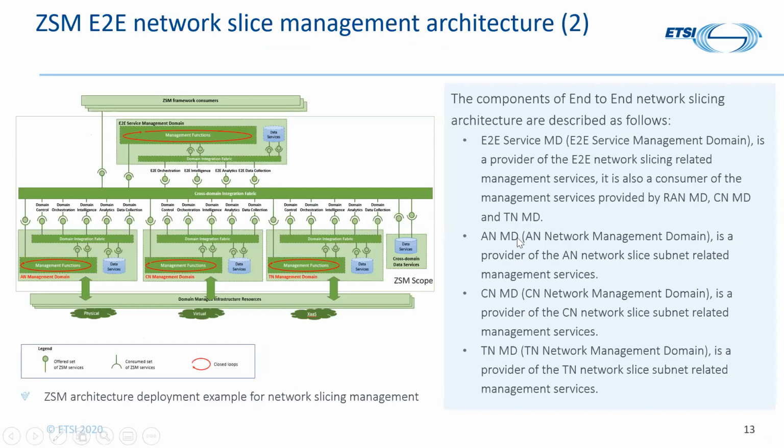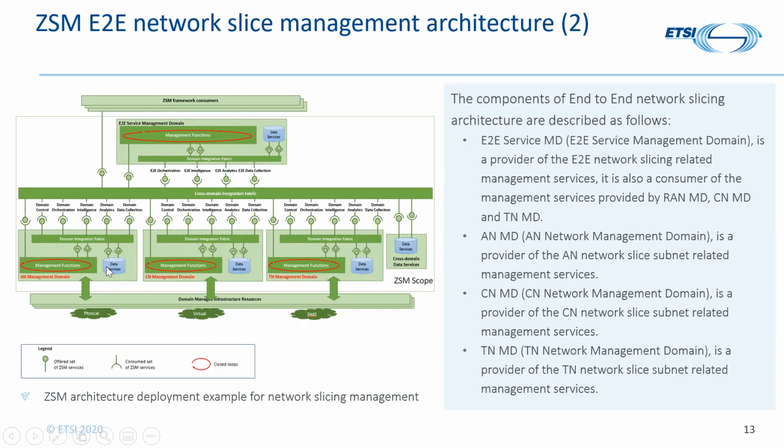The management of network slicing architecture is based on the output of ZSM 002. It is an instantiation of the ZSM reference architecture with network slice as an example. The end-to-end network slice architecture has 4 major components. We have the end-to-end service management domain, to provide the end-to-end network slicing related management services. It is also the consumer of the management services provided by the RAN, core, and transport management domain.